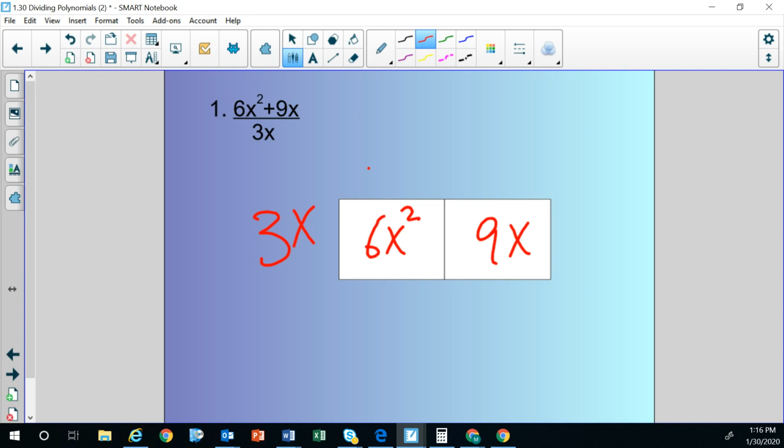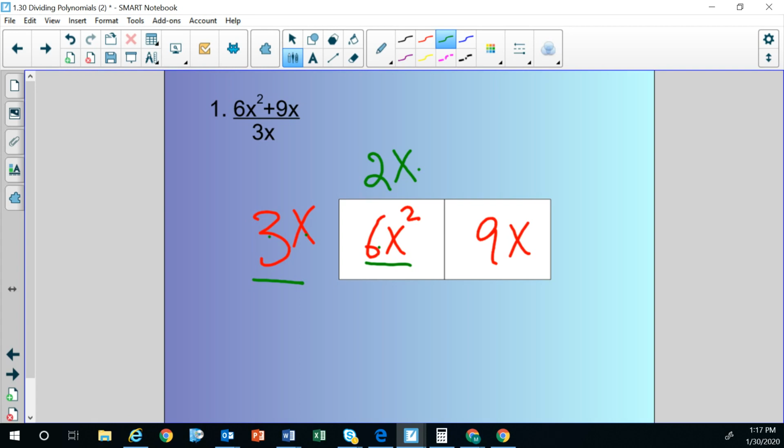Now, the key now is to find out what term multiplied by 3x will give me 6x squared. All right. What term, when I multiply 3x, will give me 6x squared? And of course, that is 2x. All right. Because 2 times 3 is 6, and x times x is x squared.